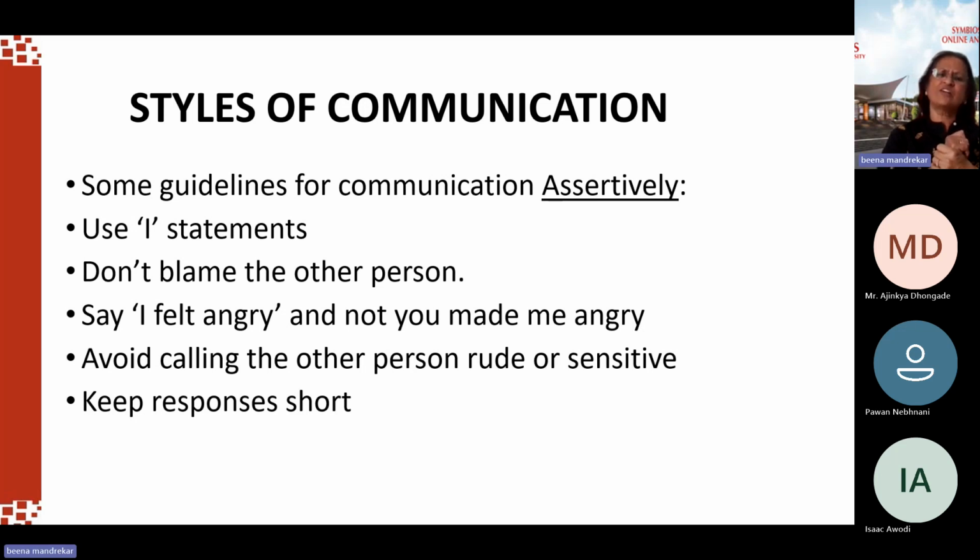In the assertive style of communication, it's the work that you're dealing with, not so much the person. Don't say you are rude, you are bad, you insulted me, you behaved badly. Not like that. I felt angry, not you made me angry. Avoid calling the other person rude or sensitive. Keep responses short.